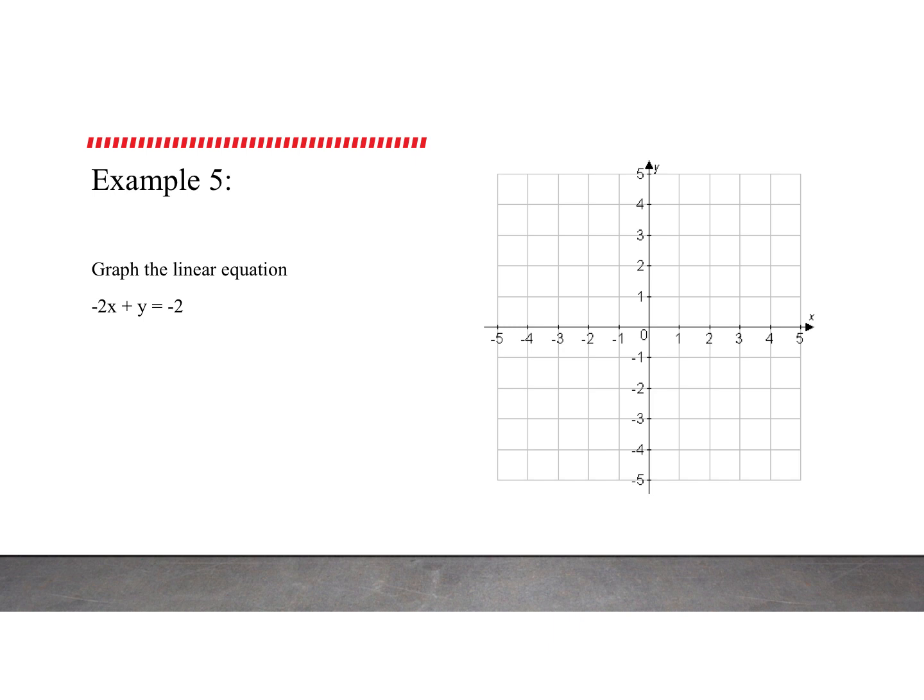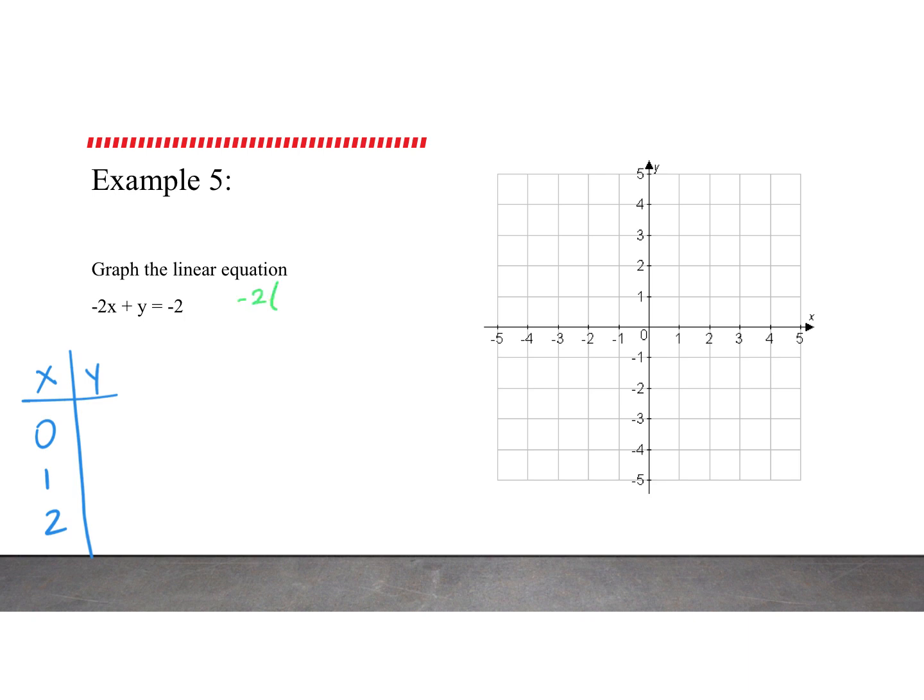Let's try example 5. Graph the linear equation. We have negative 2x plus y equals negative 2. So we are going to make an xy table. We call this a t-chart. I don't see any fractions in this problem, so I'm not bound by trying to find a multiple of that denominator. So I'm going to use 0, 1, and 2. Those are my go-to numbers.